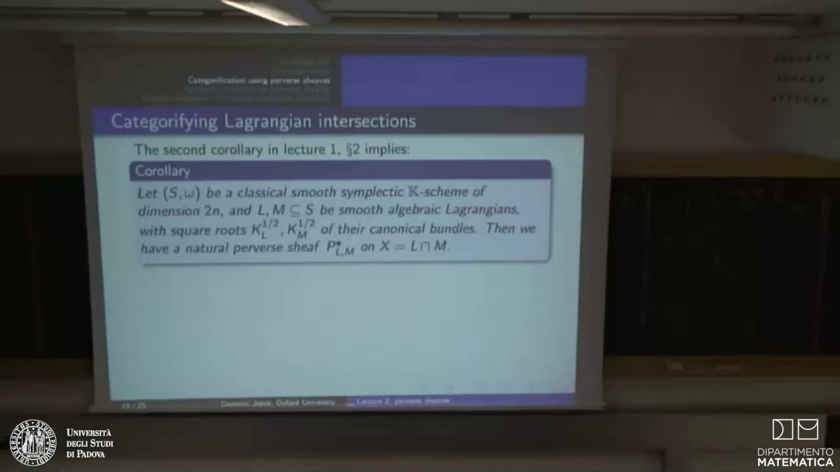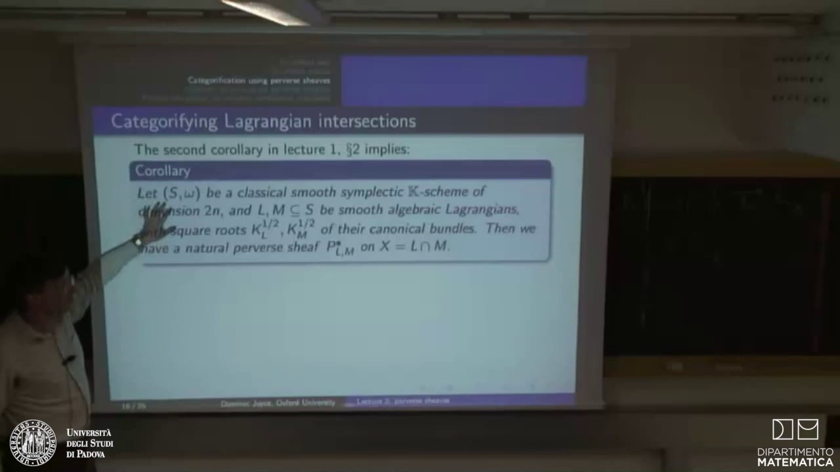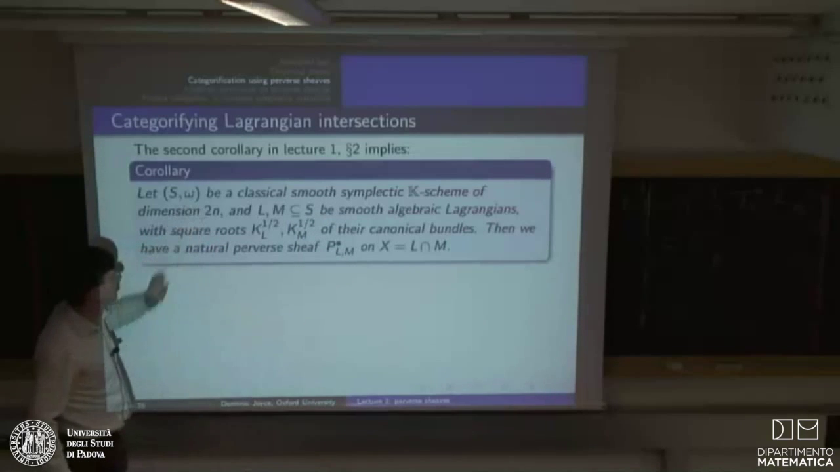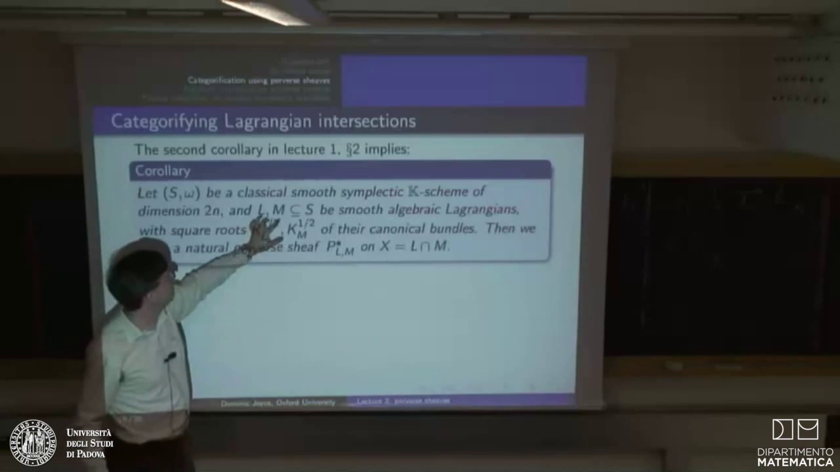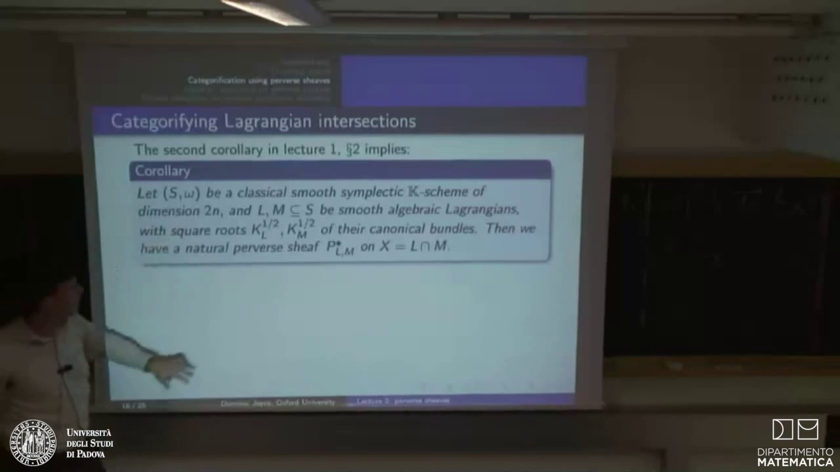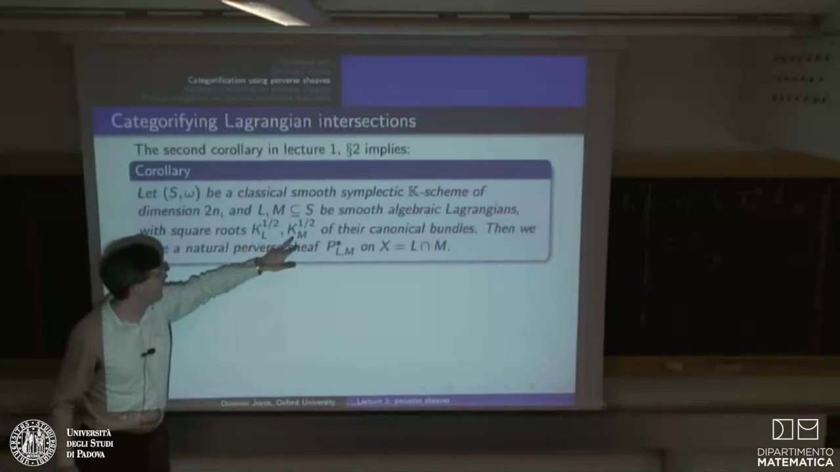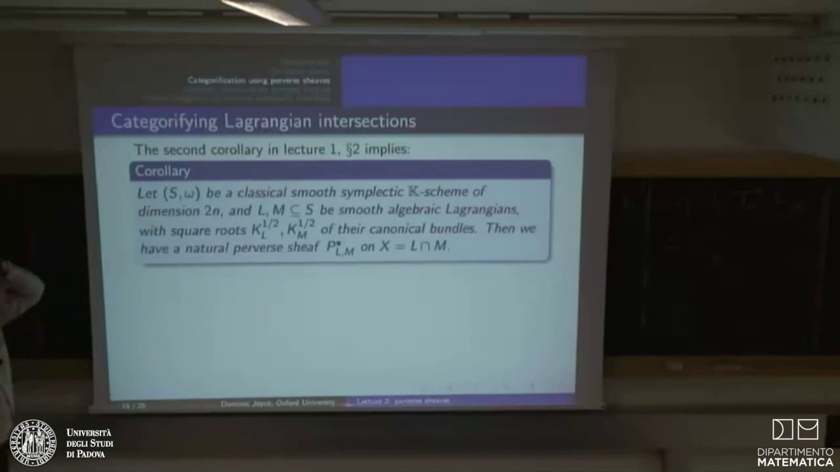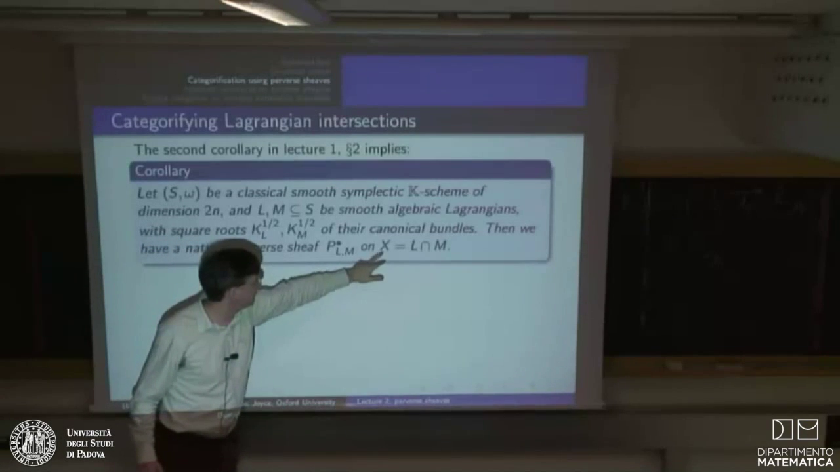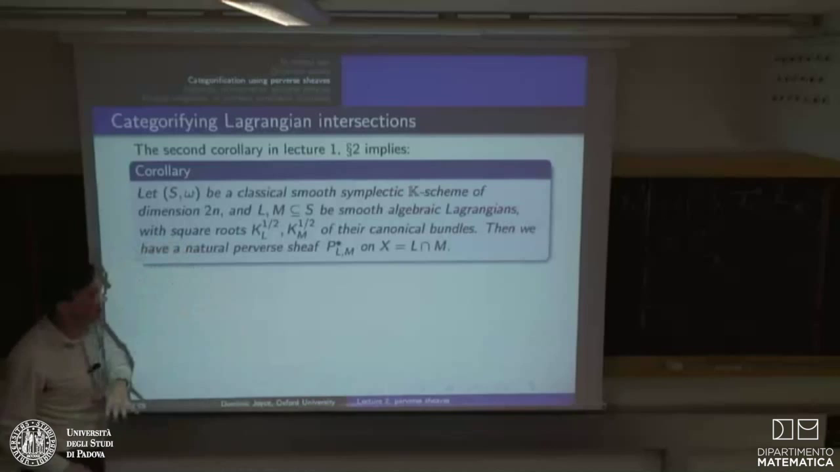We can also look at Lagrangian intersections. So let's suppose (S, ω) is a classical smooth symplectic scheme of dimension 2n, let's say. And L and M in S are smooth algebraic Lagrangians, where we choose square roots K_L^{1/2} and K_M^{1/2} of their canonical bundles. Then we have a natural perverse sheaf, P_{LM}, on the classical intersection X = L ∩ M.